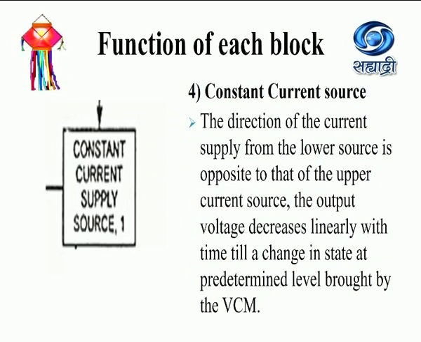Fourth block, that is constant current source. So there are two constant current supplies used in this function generator. So the direction of the current supply from the lower source is opposite to that of the upper current source. The output voltage decreases linearly with time till a change in state at predetermined level brought by the VCM, that is voltage comparator circuit. So basically these constant current sources, upper one and lower one, are used to provide a constant supply for integrator, and it will change the voltage level of integrator output.